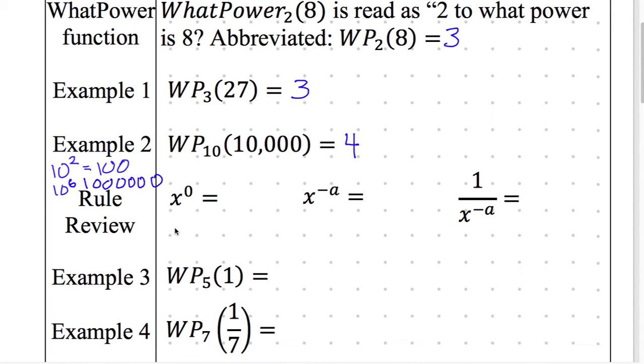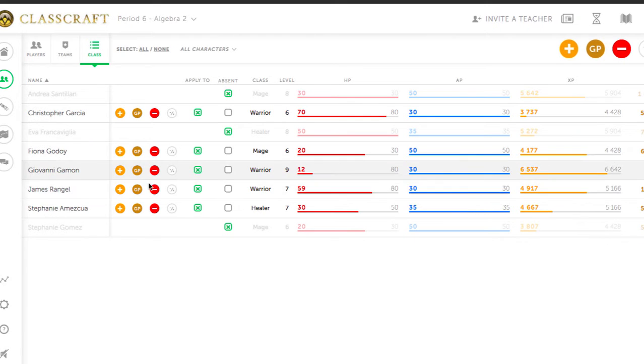All right, let's do a few rules for review. X to the power of 0. Anything to the power of 0 is what? Anything to the power of 0 is 1. There it is. Thank you, James. Anything to the power of 0 is 1. Write it down in your notes.